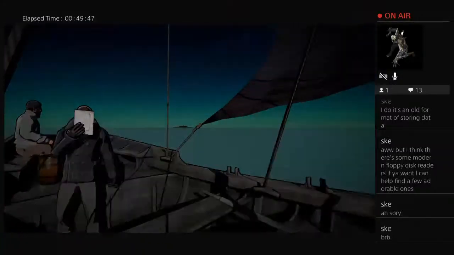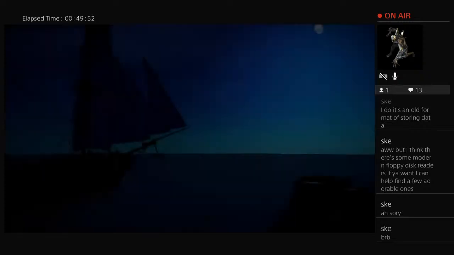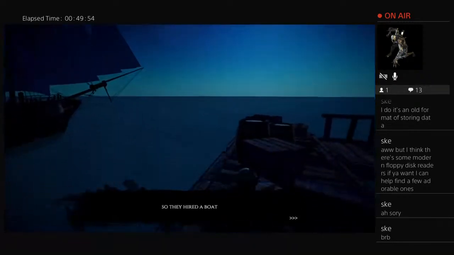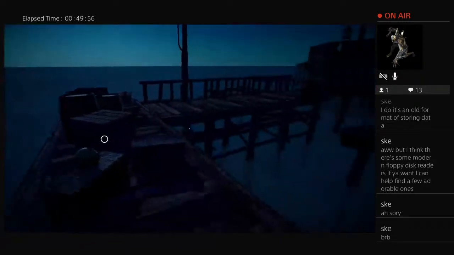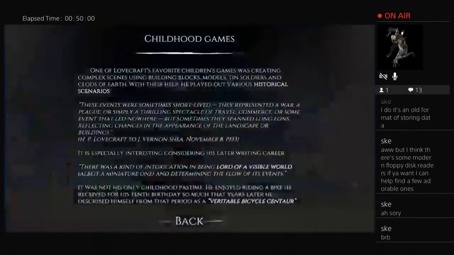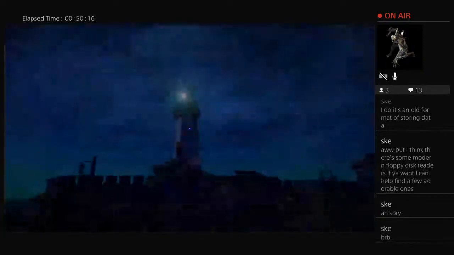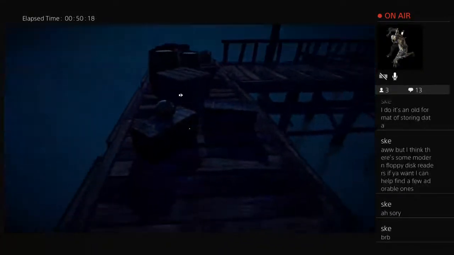I see it in the background. I didn't see it at first. I'm like, oh, where is it? Where's the next thing? So they hired a boat. Ooh, there it is. One of Lovecraft's favorite children's games, creating complex scenes using building blocks, models, tin soldiers, and clods of earth. Okay, so you do little mock-ups of battles from history. That's actually pretty cool.